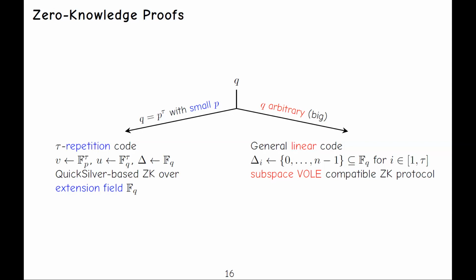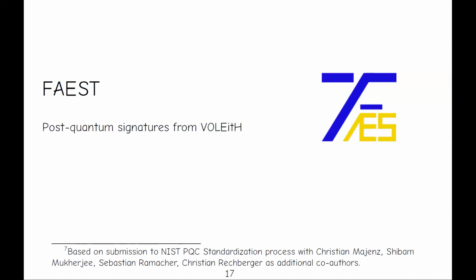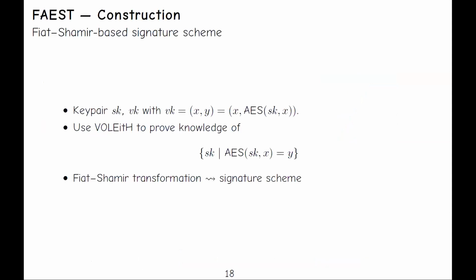And with this, let me demonstrate our VOLE-in-the-head with one example: a post-quantum signature from AES and VOLE-in-the-head. And here the idea is to just use a standard template. So what we do is we prove knowledge of a secret key, so that for the verification key, which is just x and an AES encryption of x under our secret key, we do know this secret key. And by the Fiat-Shamir transformation, we can get from such a proof of knowledge a signature scheme.